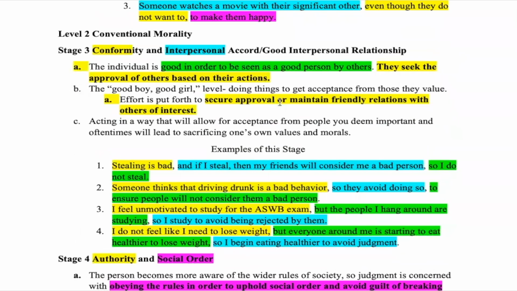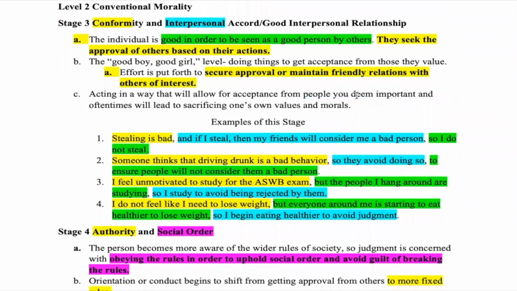So a quick review of level 2, conventional morality. And it's conventional because this is how you are going to have relationships and conduct yourself within society. Stage 3 is conformity and interpersonal accord. So this is where somebody is going to start associating themselves with other individuals and listening to what they have to say and doing what they tell them to do, not because they want to avoid punishment, not because they want the greatest amount of reward for themselves, but they want other people to look at them as a good person and they want to get approval from those other individuals. So effort is put forth to secure approval or maintain friendly relations with others of interest.